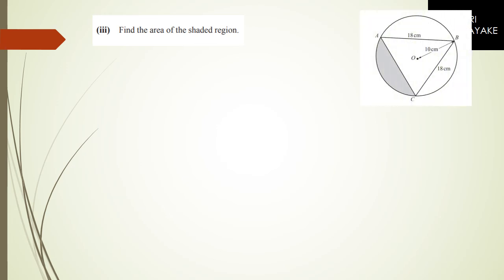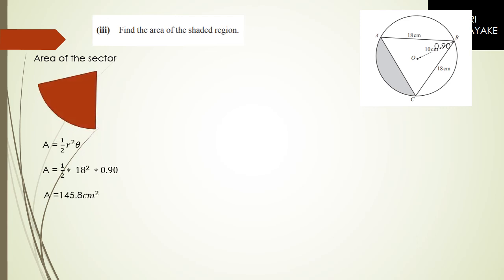Find the area of the shaded region. So we know the angle is 0.90. We are first going to find the area of the sector, which is half r squared theta. It's 145.8 square centimeters.